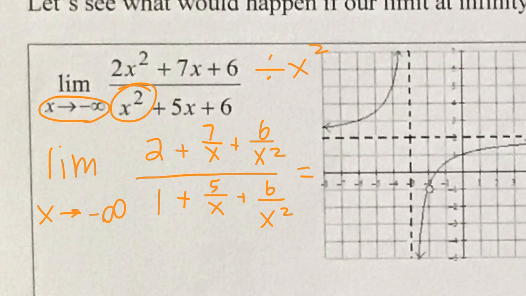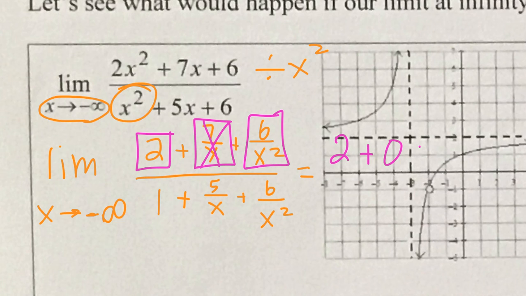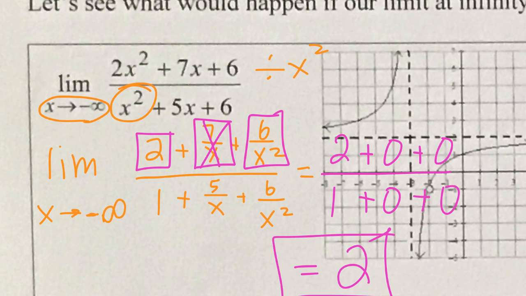Okay, so now we can do this, right? The limit as x approaches negative infinity of a constant is just that constant. Okay, and the limit as x approaches negative infinity of 7 over x is 0. And the limit as x approaches negative infinity of this rational is also 0. Okay, and then 1 plus 0 plus 0. The limit of this function at negative infinity is still 2. Right, the horizontal asymptote, positive 2.